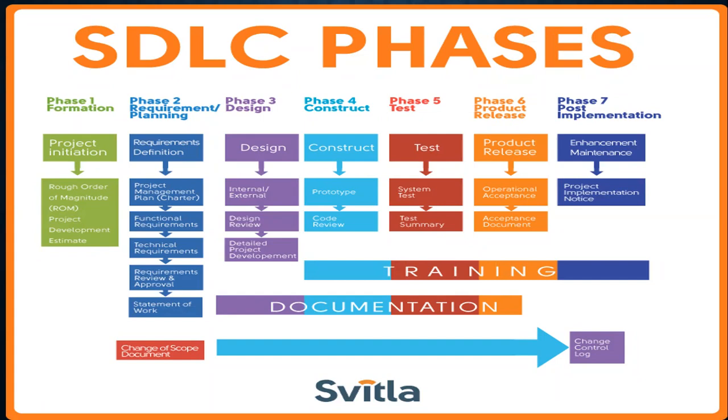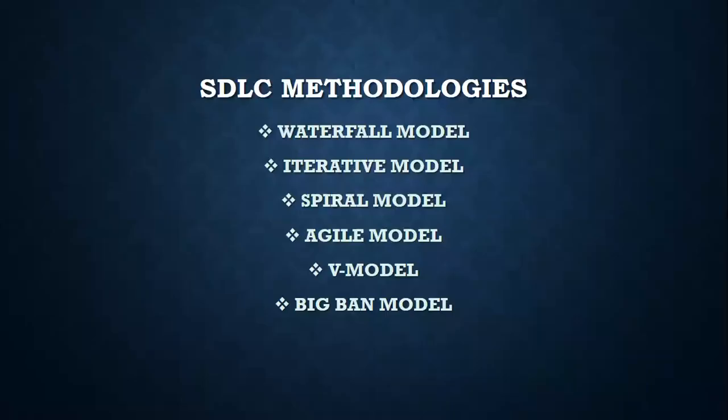And phase 5, once the coding is all done, is the testing phase. In testing we have different types of testing, which I will explain in the next slide. Phase 6 is the product release. Once the testing is done, only then will the product be released into the market. It is real time, a live product. And next, in phase 7, post implementation activities happen. Is there any change or any new version release?